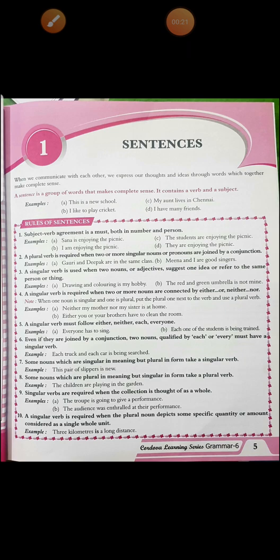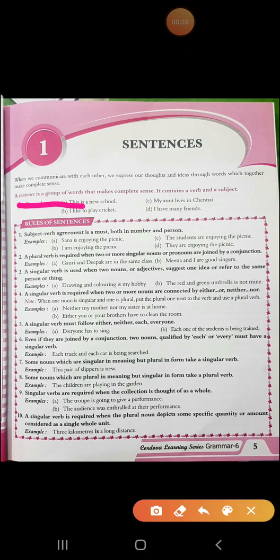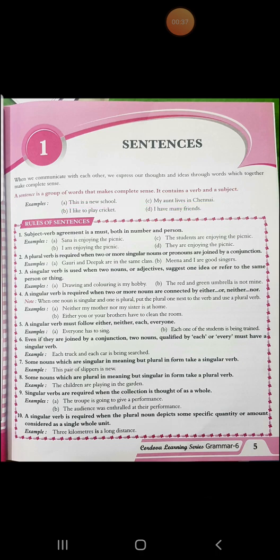As you can read the definition given here, a sentence is a group of words that makes complete sense. It contains a verb and a subject. So a sentence is a group of words that makes complete sense, and it contains what? A verb and a subject. Examples are given here, you can read those.